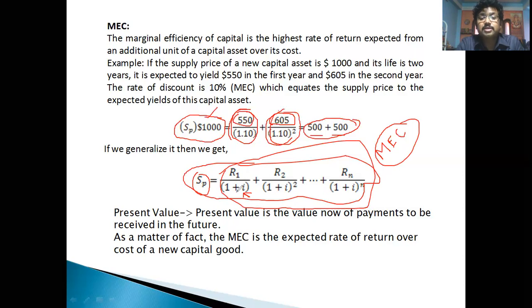It is an important factor here, on the basis of which the supply price is equal with the present value of the capital stock. So present value is the value now of payments to be received in the future. Now, suppose we expect to receive $100 from a machine in a year's time.